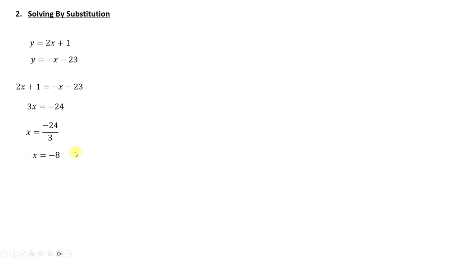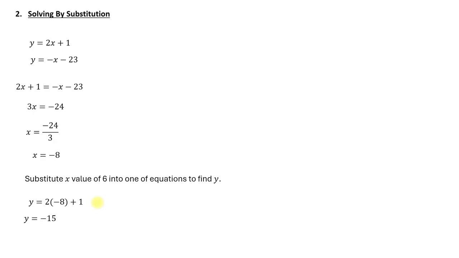Once we have a value for one of our variables, we can take that value and plug it back into one of the equations. In this case, we'll plug it back into this equation and solve for the other variable. And we end up with a value of -15 for y. So our point of intersection is -8, -15.